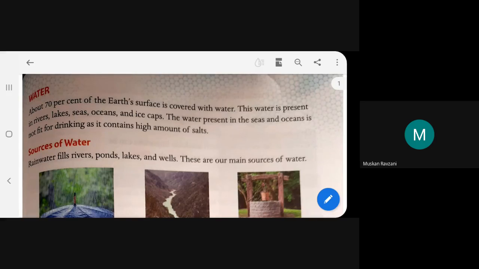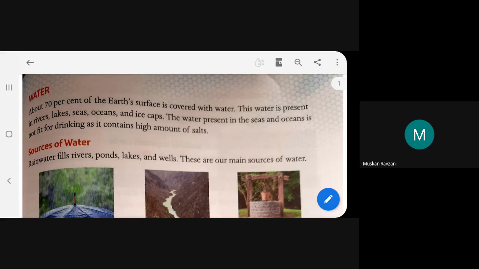What is the amount of carbon dioxide? 0.03%. And where is it used? Plants prepare their food. Yes, so photosynthesis, very nice. That process is known as photosynthesis.